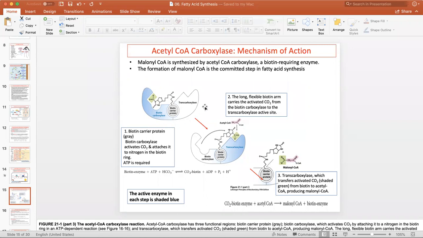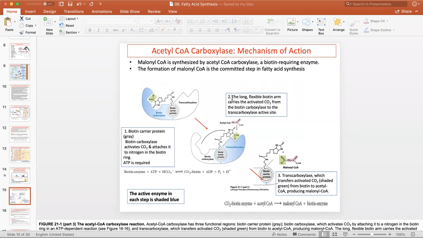So let's take this enzyme, the first part over here, okay? So the biotin carboxylase activates the CO2 and attaches it to the nitrogen in the biotin ring. So you see here, this is your CO2 molecule, which is highlighted in green. It is being bound to this nitrogen in your biotin, okay? So we have some idea. Where are we getting the carbon to add to acetyl-CoA? It's coming from CO2. So we are adding the CO2 to this nitrogen base.